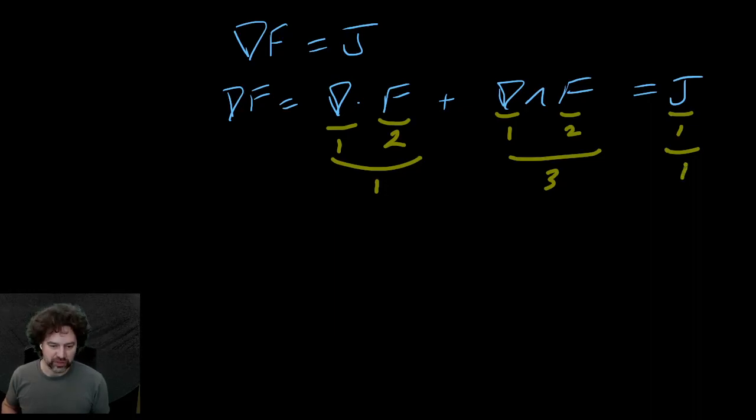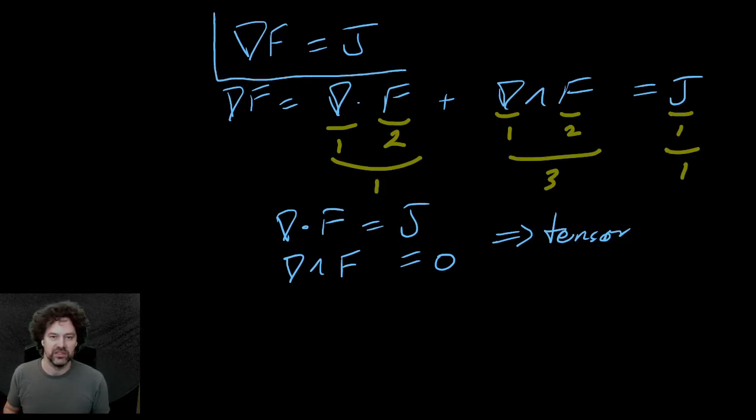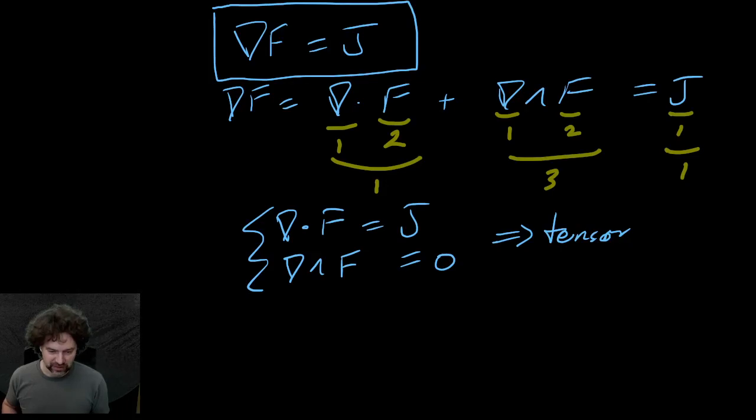So this really means we have two equations here. We have one vector equation, grad dot F is J, and we have one trivector equation, grad wedge F equals zero. Now, these will directly map to the tensor representation. But having split apart our equation, we worked hard to get Maxwell's equation into one piece, but now we've split it. And there's actually something really useful that can be said having split this.